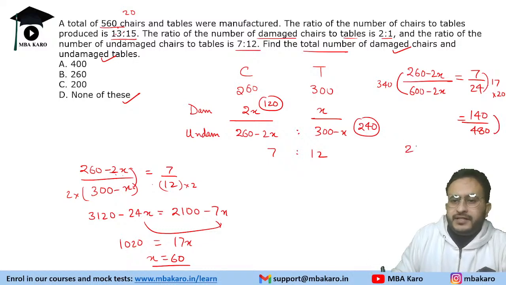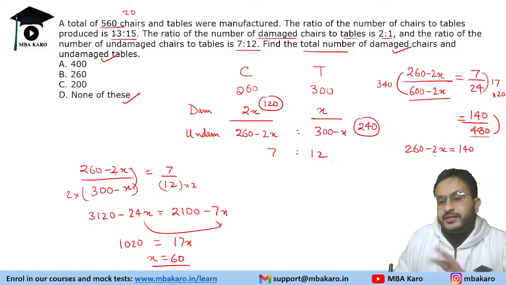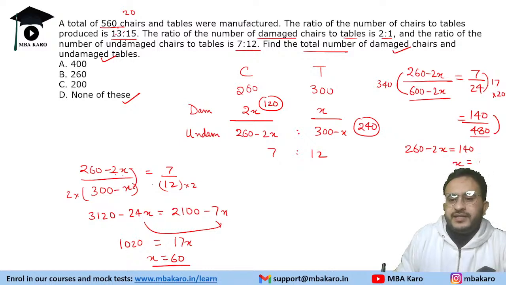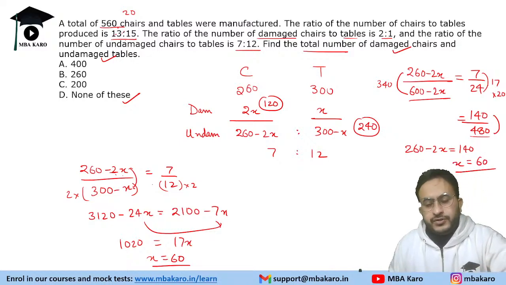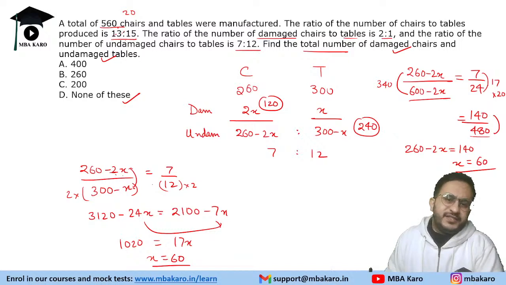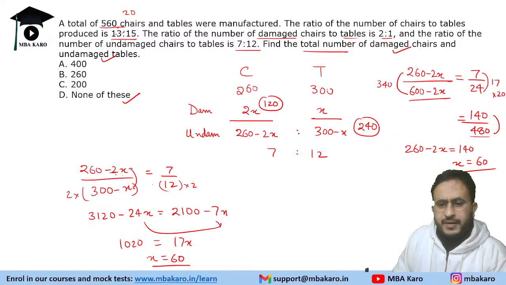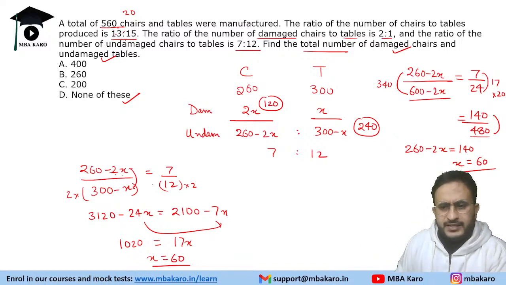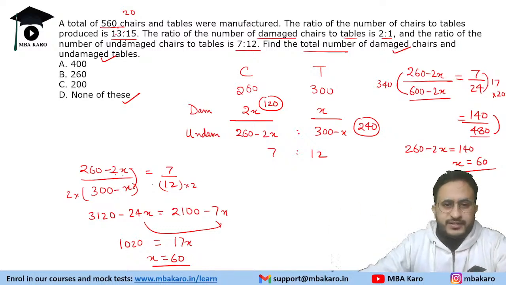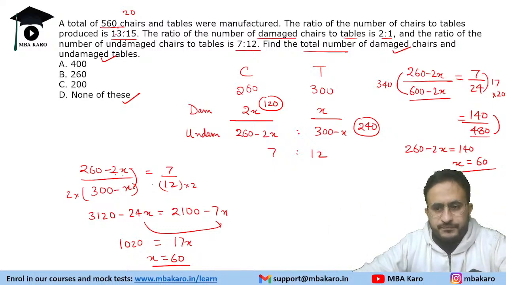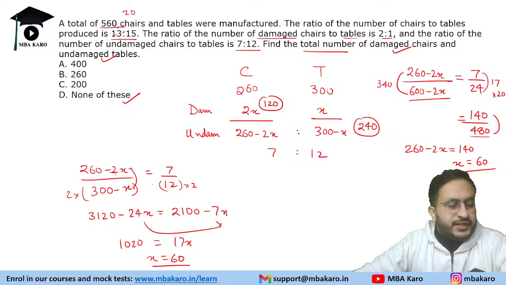Now we will get the equation 260 minus 2x is equal to 140, or you can take the denominator also, you will get the same result. So that gives us x equal to 60. So that is another way of solving these equations, that gap concept. If you can apply these, great. If not, you can simply do the cross multiplication. Okay, all right. So let us see the next question.